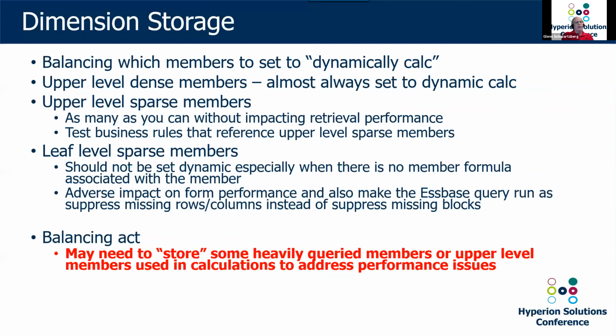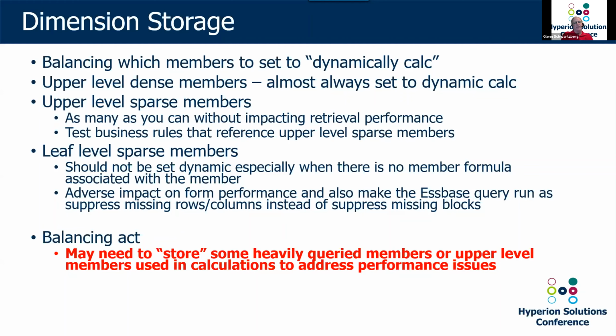But when I was doing procedural calculations against it, or when I was doing retrievals, my retrieval time, and I'm going to use a technical term here, sucked. So I went back to the cube and I took my largest sparse dimension, which had about 300,000 members in it, and I turned the upper levels back to sparse.